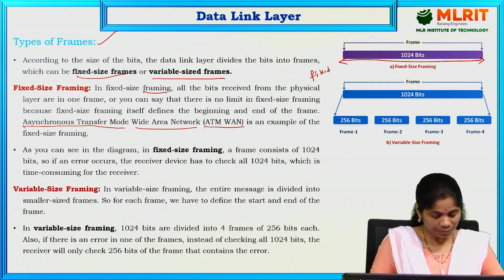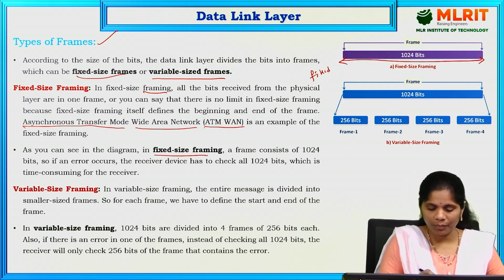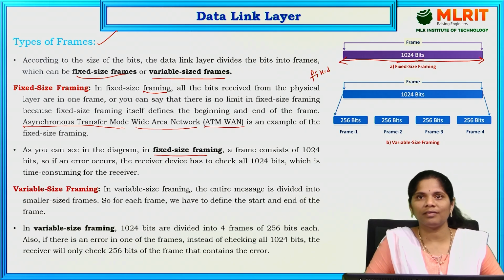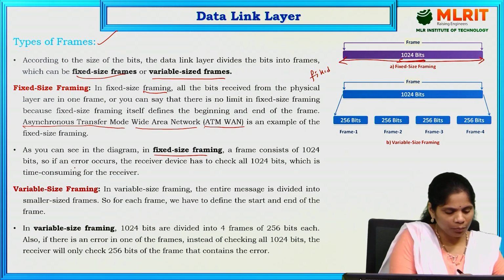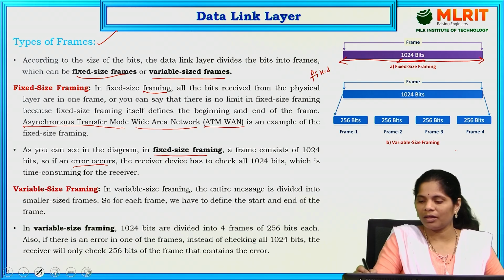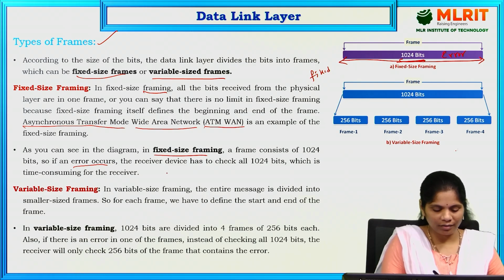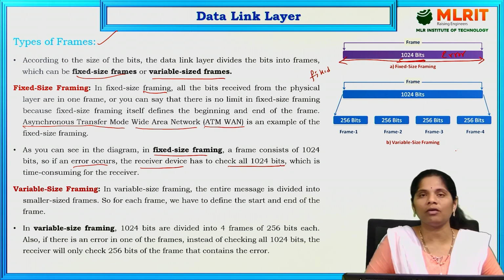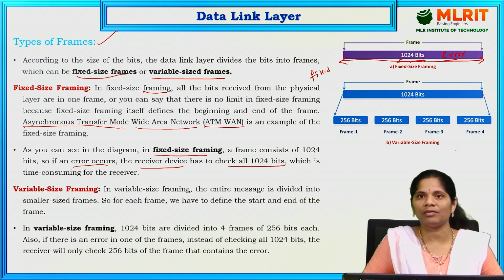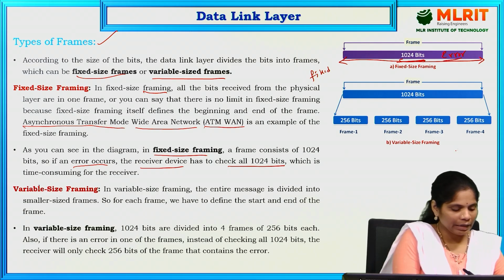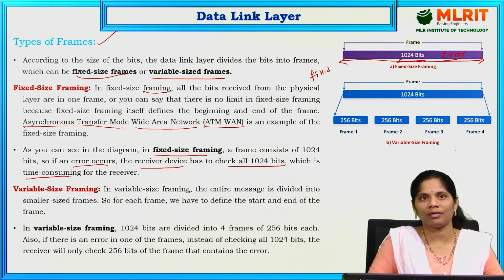Coming to the example for this fixed size framing, here 1024 bits is there, right? Whatever data is there, the size is fixed. So if any error occurs in this particular fixed size frame, the receiver device will check all 1024 bits because the size is fixed. So it will be time consuming for the receiver. That is the disadvantage of fixed size framing.